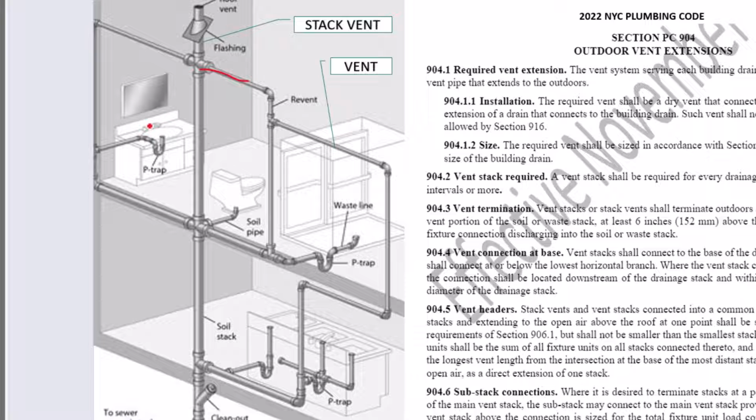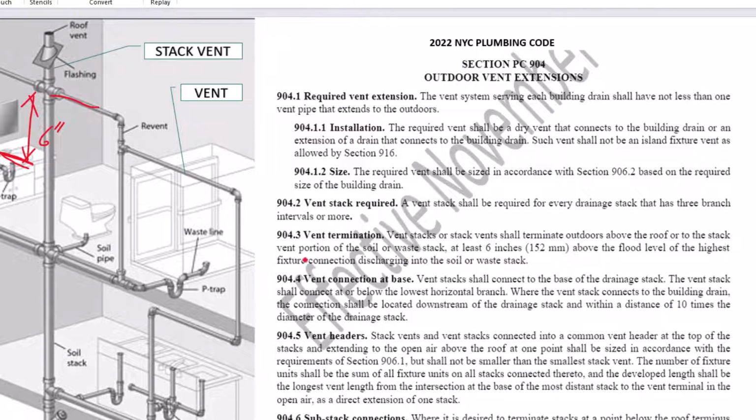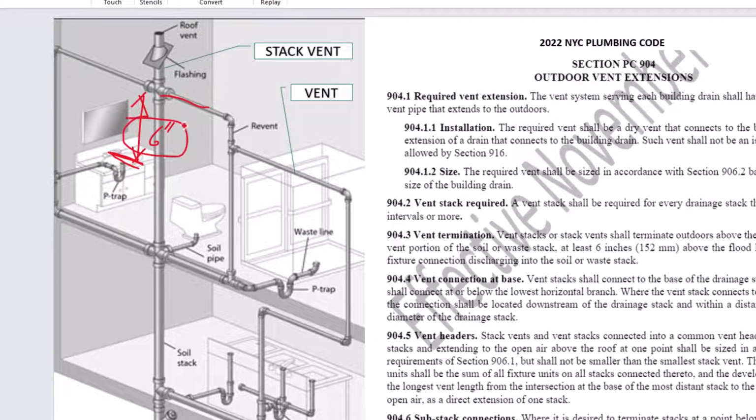So the flood level would be the level at which any flooding would flood over the fixture. So in this case, it would be here. Flood level for this would be this point here. So 6 inches above the highest flood level will be for the lavatory, which would be at the surface level of this sink. And it has to be 6 inches above the flood level rim of the highest fixture connection discharging into the soil or waste stack. So this would have to be at least 6 inches from the highest flood level to the connection of the vent to the sanitary stack here.